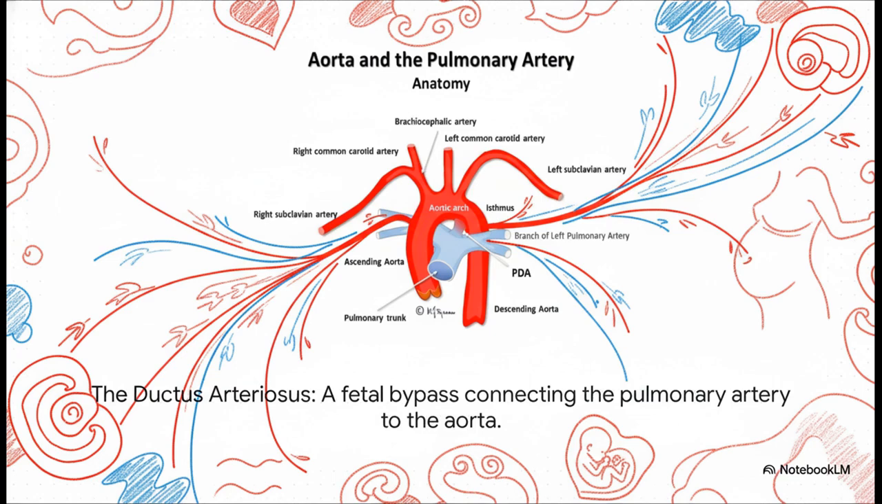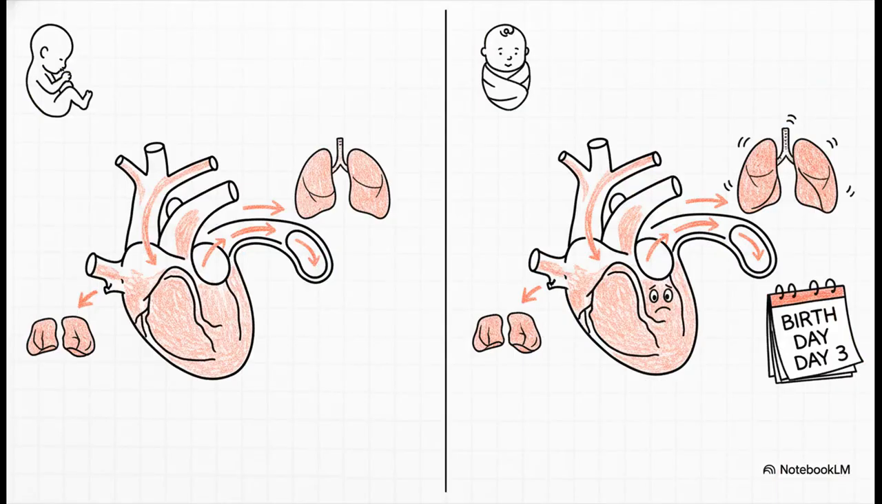But what's supposed to happen is that after a baby is born and takes its first breath, this channel closes down within a few hours or a couple of days. A patent ductus arteriosus simply means it has stayed open. It's a perfectly normal bit of our fetal anatomy that's just outstayed its welcome.